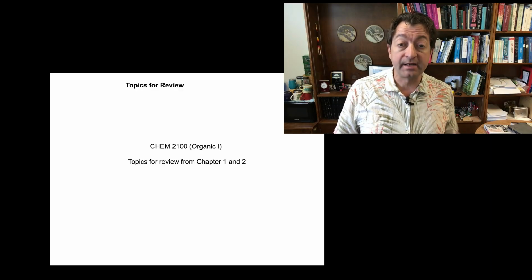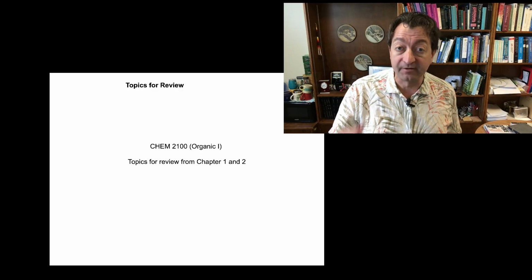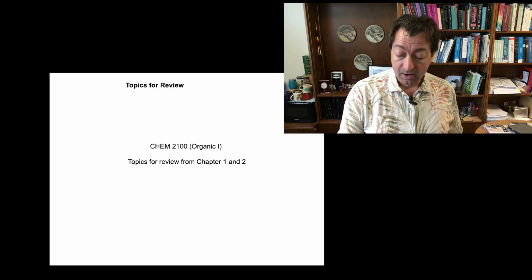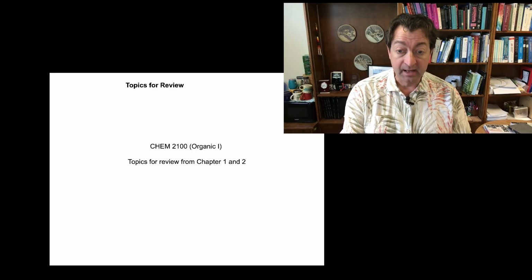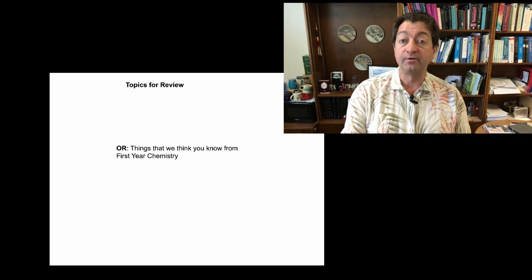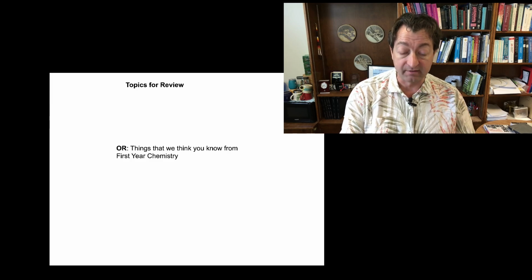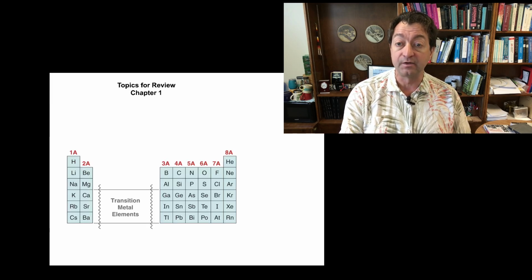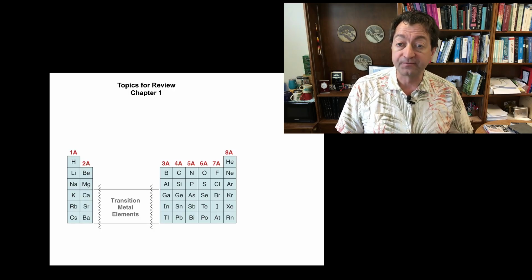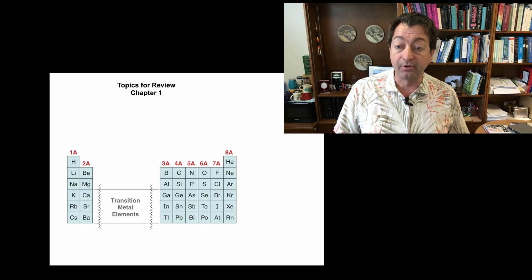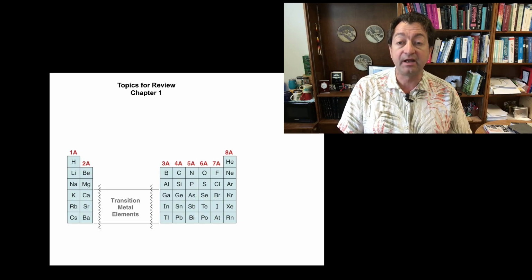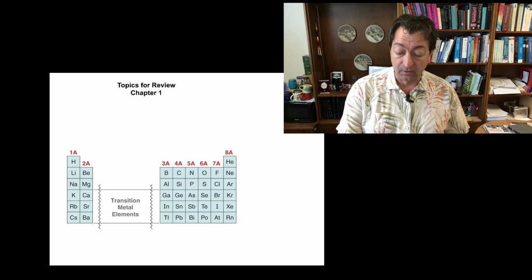But in particular, I'm going to focus in this video on things that come out of Chapter 1, and again, are things that we think you know in first year chemistry and would have been covered either in Chem 1100, 1110, or whatever other first year course you took to get into this room. One of the things in those first year courses was the structure of the periodic table, and so here's an abbreviated version that we like to use in organic chemistry.